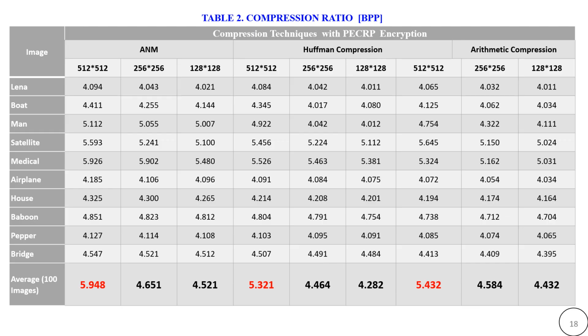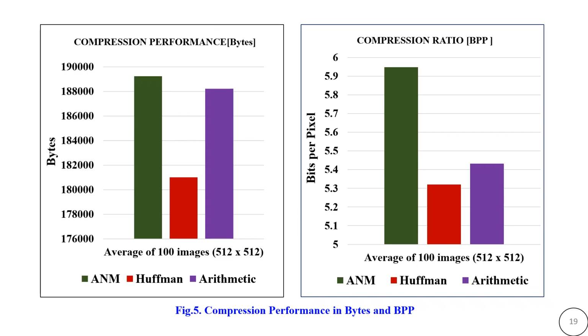For compression ratio, the result shows that ANM compression has a higher compression ratio than arithmetic and Huffman compression. In this graph, the names of the compressed images are plotted on the x-axis and the average value of 100 images is plotted on the y-axis. We noted that ANM provides better compression performance than arithmetic and Huffman compression.